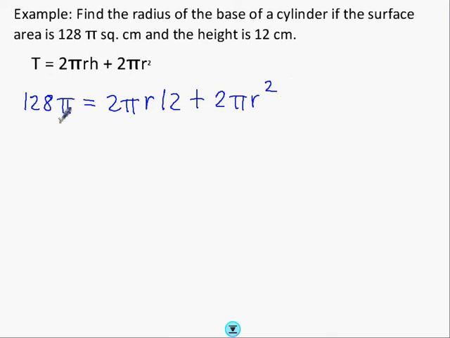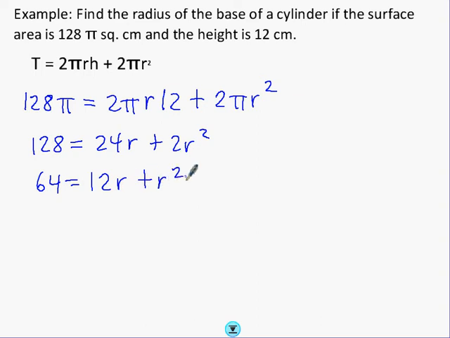You'll notice that every term has pi, so I'm going to divide both sides by pi. Should make it a little bit better. I'm going to divide this by pi, but I still got a 2 and a 12. That's 24r. Divide by pi, I'm left with 2r squared. Again, I'm going to divide by 2, just to simplify things.